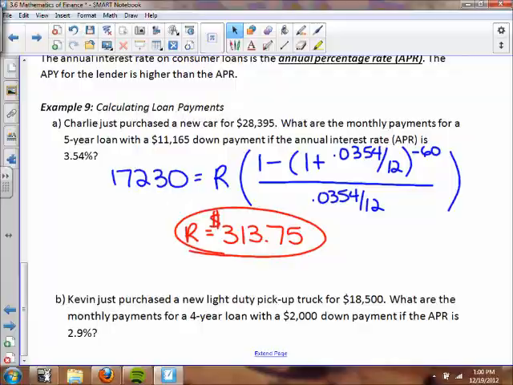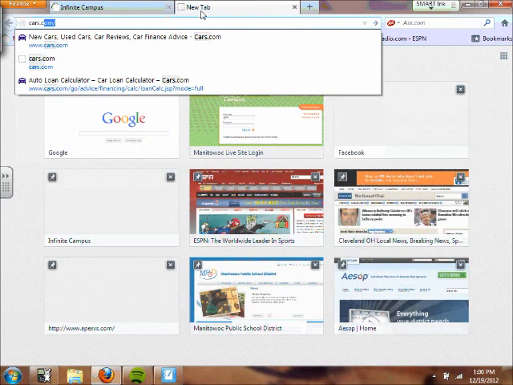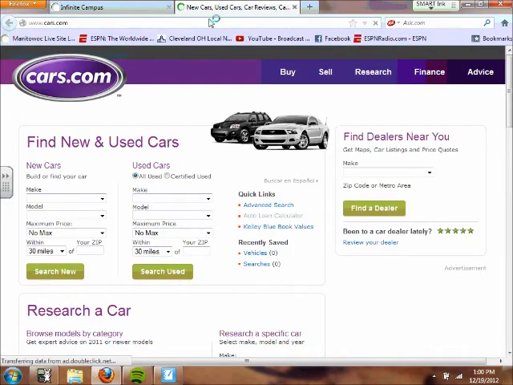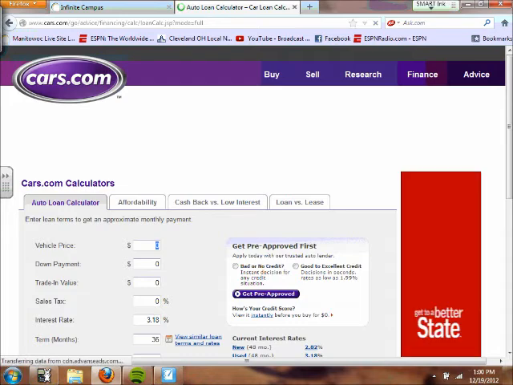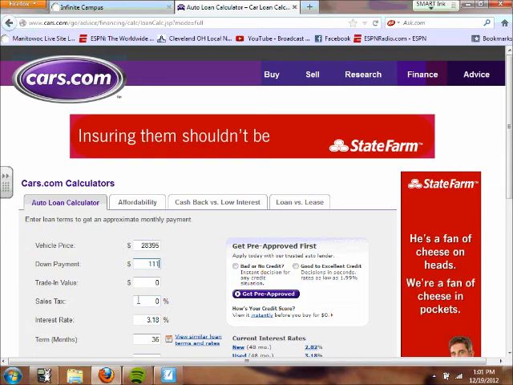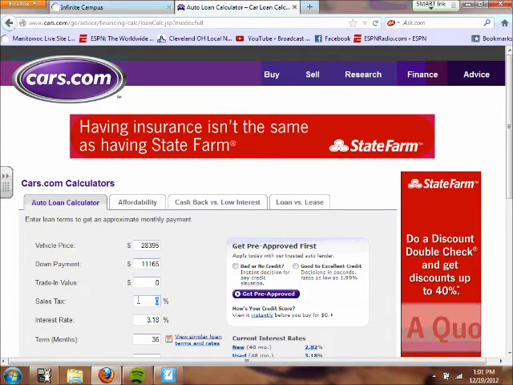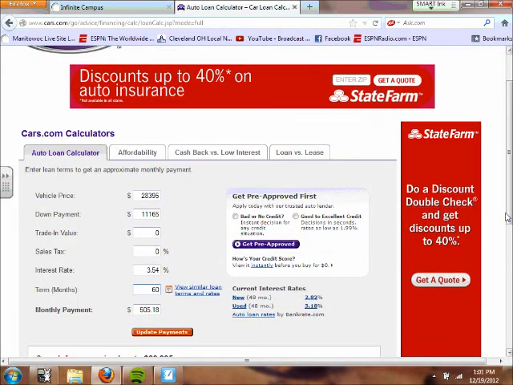That's why. Now, if you go to say cars.com and we look at our auto loan calculator, and we go to the vehicle price. How much the vehicle costs? $28,395. Down payment of $11,165. 3.54% interest for 60 months. Here's our answer at 313.75. Now that does not include sales tax. That's something totally different.